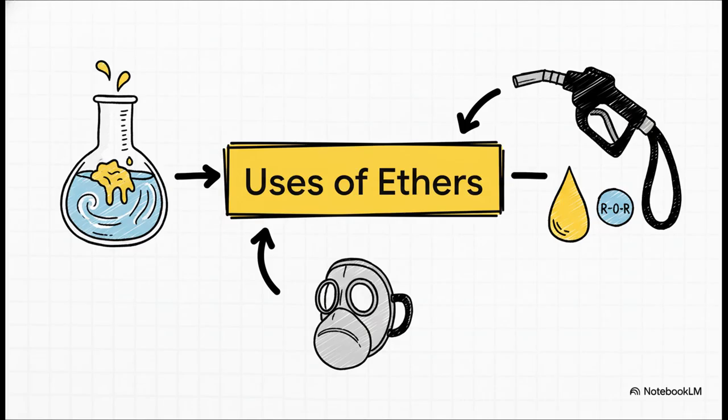And ethers are super useful. They're fantastic solvents for sticky things like waxes and fats. And one of the most famous ethers in history, diethyl ether, was actually a revolutionary anesthetic, first used way back in the 1840s. These days, you'll find an ether called MTBE added to gasoline to help it burn cleaner.